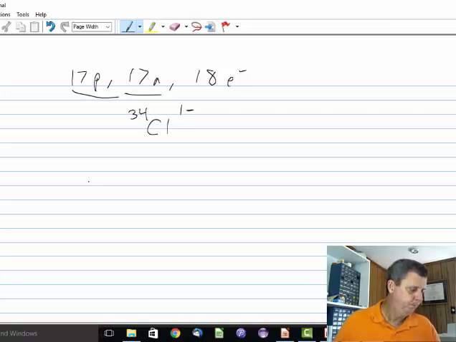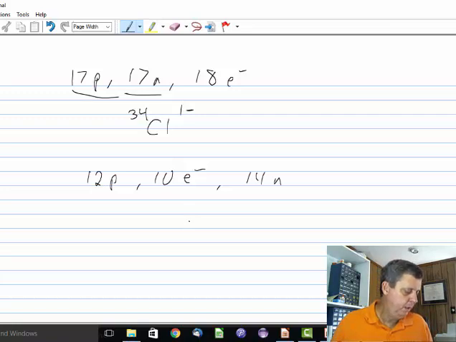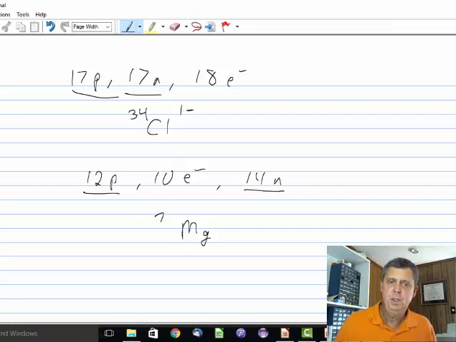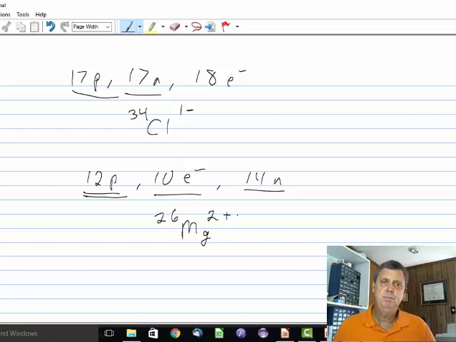If we have something like, say, 12 protons, 10 electrons, and 14 neutrons, well, look at our periodic table. Atomic number 12, that's going to be magnesium. So we have Mg. Our mass number is protons plus neutrons, over here this time, so that gives us a mass number of 26. Our charge: we have plus 12 minus 10, which gives us a 2 plus charge, and that's it. That's all we need.